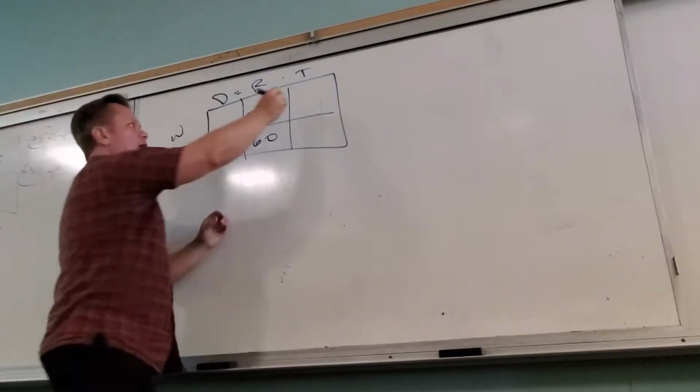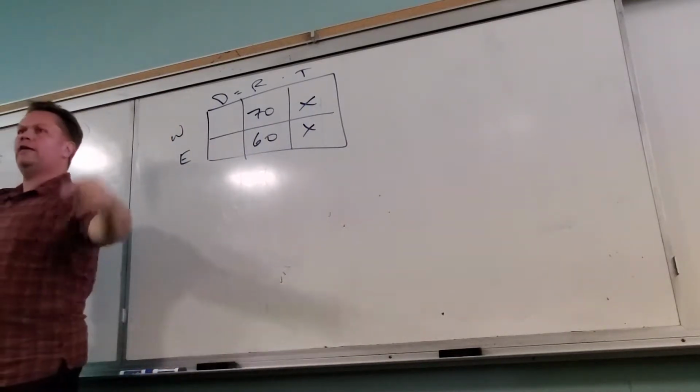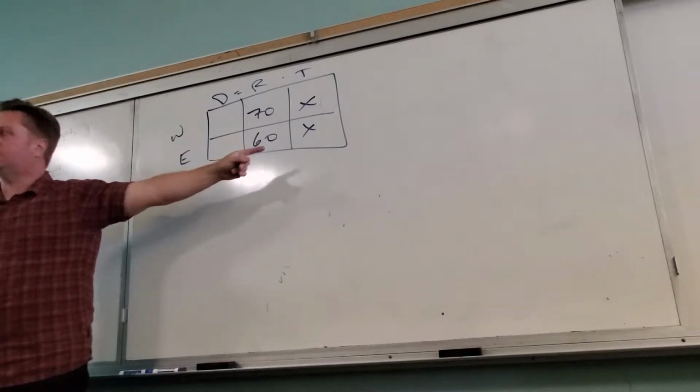And why are these both x? Because if they left at the same time and you stop right when they're 325 miles apart, they both were traveling for the same time.